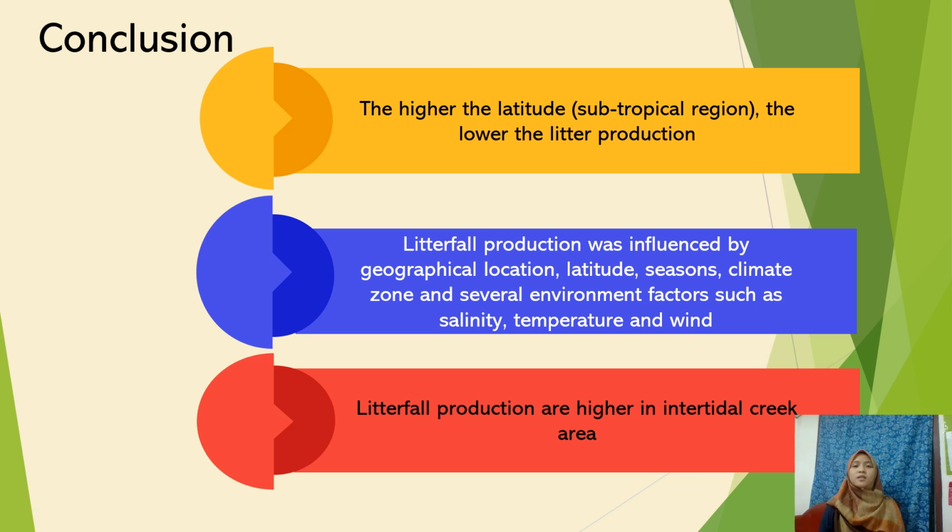My conclusion is that the higher the latitude, the lower the litter production. Litter fall production was influenced by geographical location, latitude, season, climate zone, and several environmental factors such as salinity, temperature, and wind. Lastly, litter fall production is higher in the intertidal creek area.